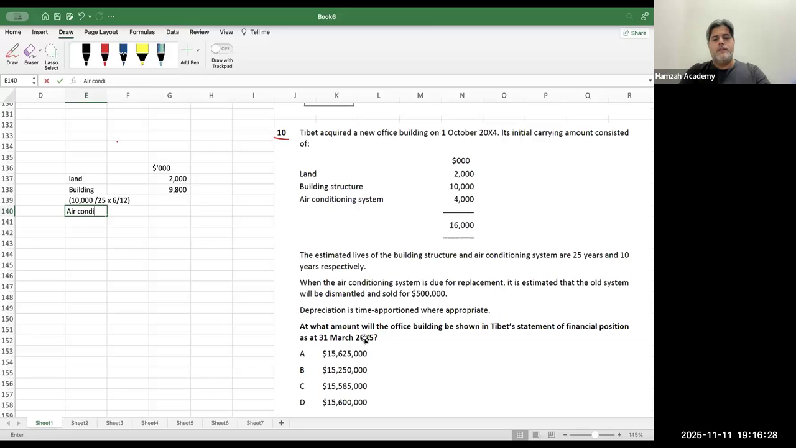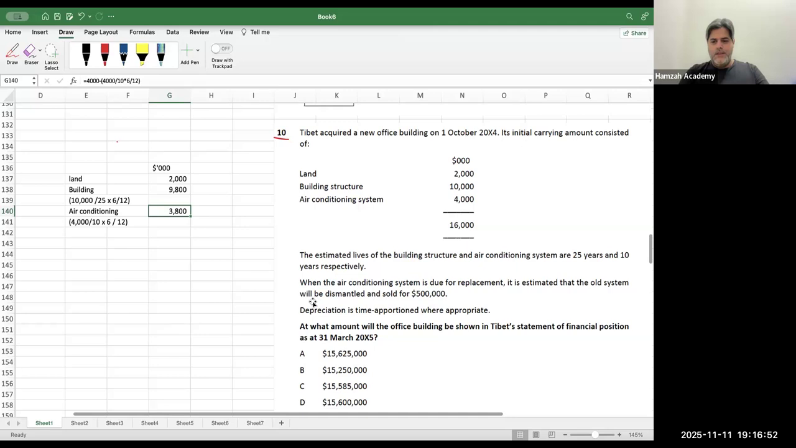9,800. And the air conditioning system, that is going to be 4,000 by 10 years into 6 by 12. So 4,000 minus 4,000 by 10 into 6 by 12 over here. So that's going to be 3,800 over here, right?